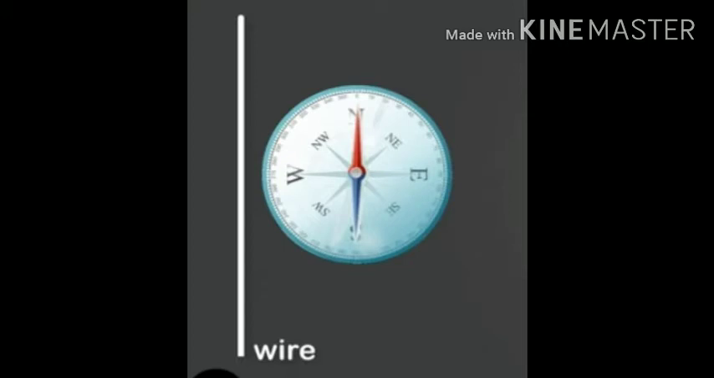Yes, if we place a compass near this current carrying wire, this compass will show deflection. And this magnetic compass is made up of magnet. And the field so produced exerts a force on a magnet placed in the surroundings of the conductor. Then only it can show deflection. That means the field so produced is exerting a force on a magnet.